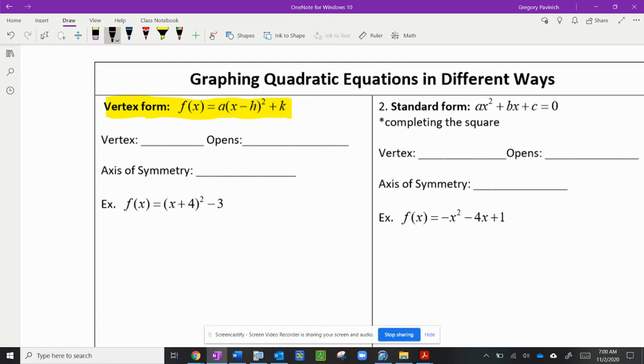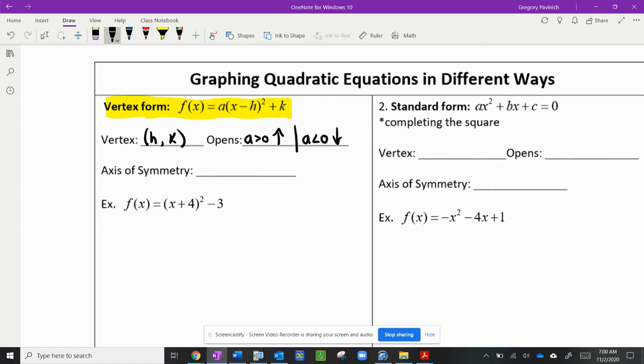So it makes sense that our vertex would be located at H, K, since it got shifted H units to the right and K units up. Whether it opens up or down depends on whether A is negative. That's our x-axis reflection. If A is greater than 0, then it's going to open up, and if A is less than 0, or negative, the parabola will be opening down.